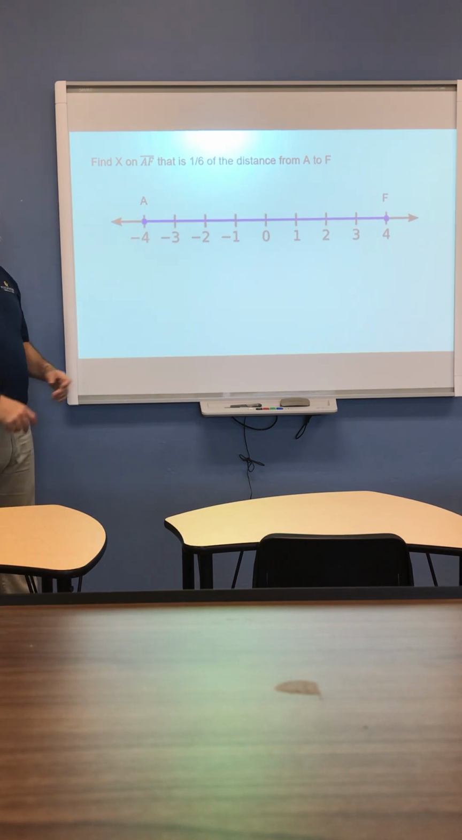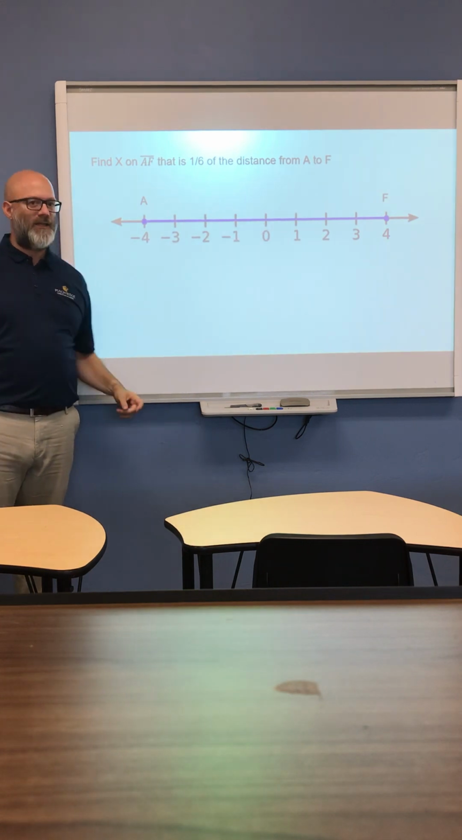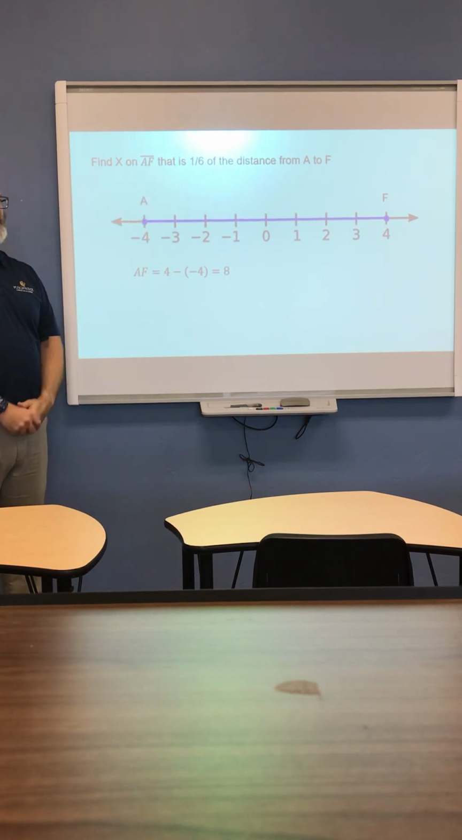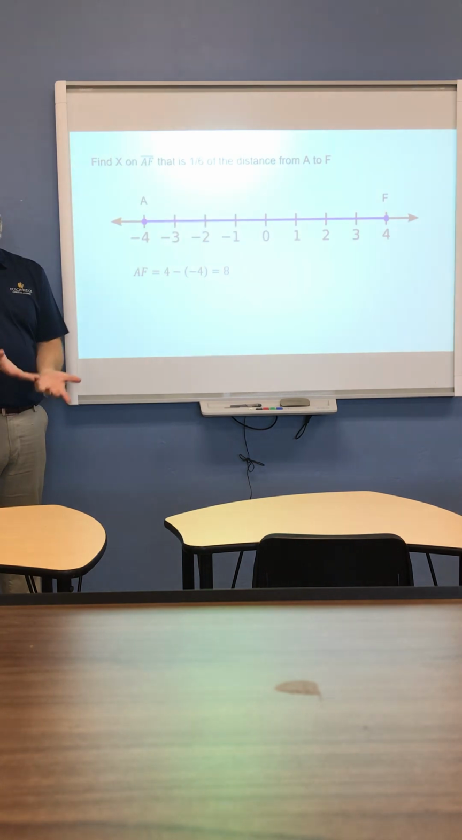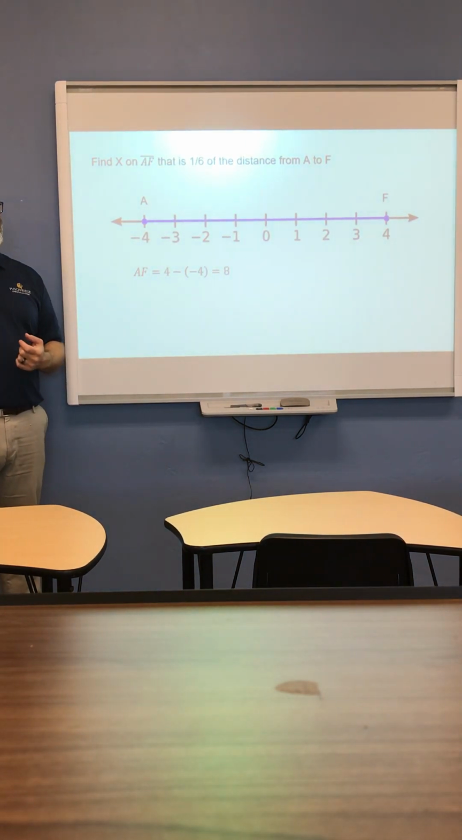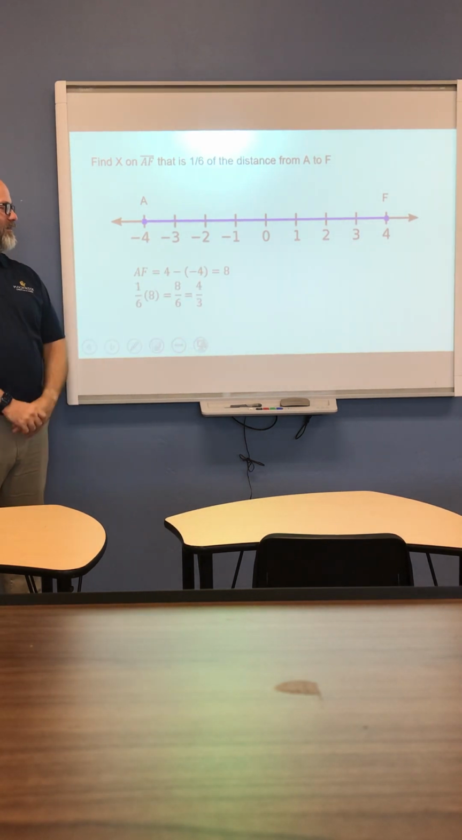How are we going to get there? Here's the plan. You're going to start by getting the entire length AF. Well, you know how to do that, right minus left. I think it's 8. Then I want to take 1/6 of that distance. Well, how do I take 1/6 of anything? Multiply that thing by 1/6. All right, so 1/6 times 8, which is 8/6 or 4/3.